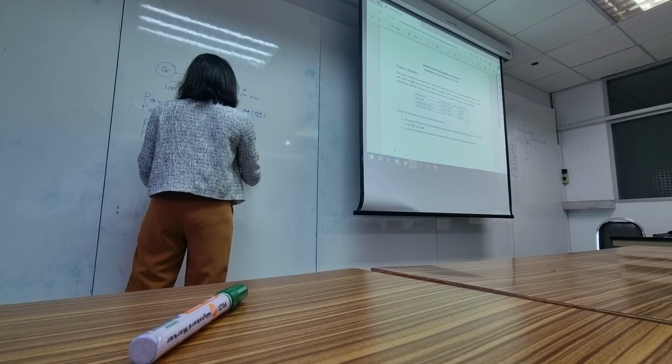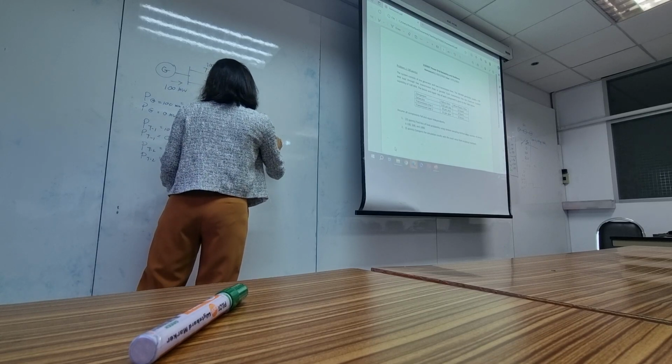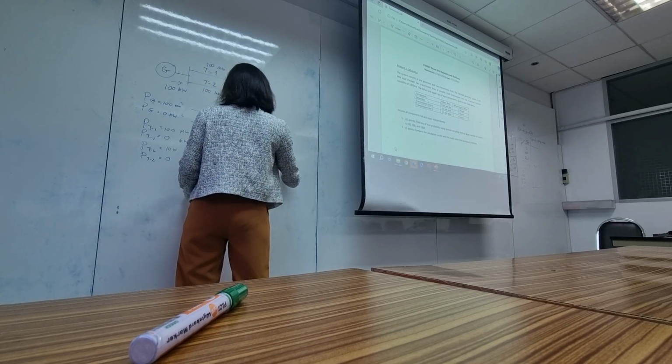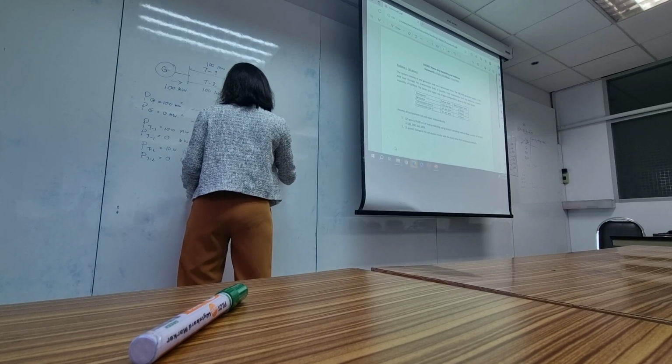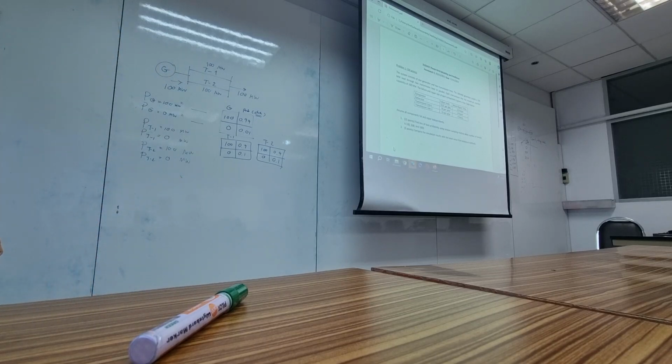For G1, 100, 0, let's say this is 0.1 and this is 0.9. T2, 100, 0, 0.1, and 0.9. Okay.